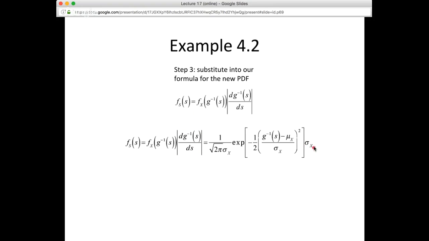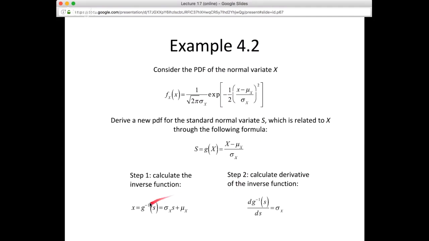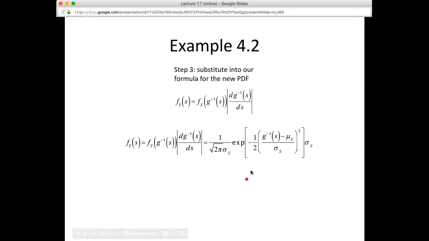So that's where that sigma x comes from. And then the f_x is going to be our PDF for x. But now instead of evaluating it at x, we're going to evaluate it at g inverse of s. And remember, g inverse of s, let's just go back a second, is equal to sigma_x s plus mu_x. So keep in mind that plus mu_x, because when we substitute it in here, the plus mu_x is going to cancel with the minus mu_x, so that's going to leave sigma_x s.